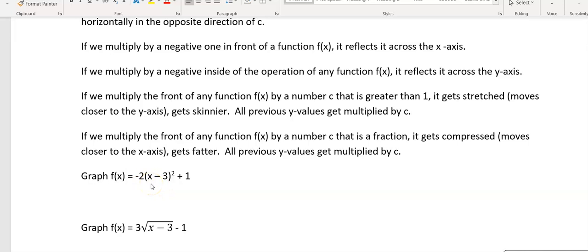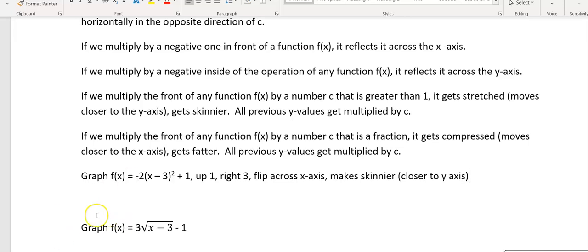Now let's identify what everything is. First of all, let's notice the plus one out to the side. That is going to make this thing go up one. This minus three that's inside of the square is going to make it go right three. And then this minus two, well, the minus sign is going to flip it. So we're going to flip it across the x-axis. We can reflect it across the x-axis, and then the 2 is going to make it skinnier, or closer to the y-axis.